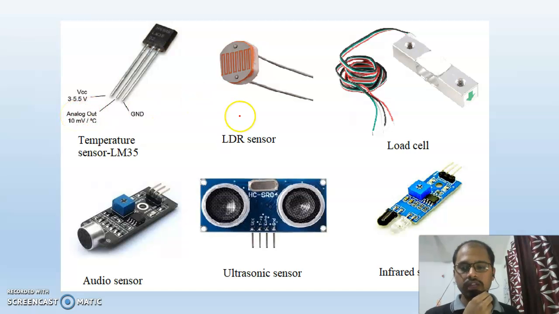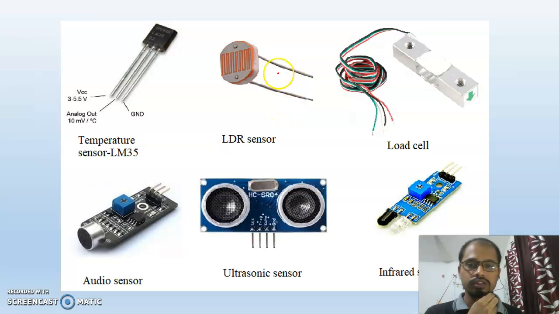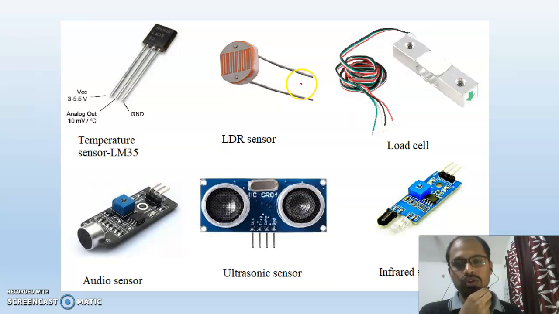The second is an LDR, which is a light dependent resistor. The name indicates it is a resistor whose value depends on the light. So any change in the intensity of light changes the output resistance. With the help of that output resistance signal, we can use it for street lighting control.